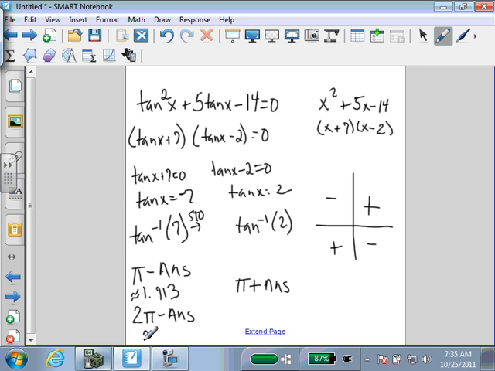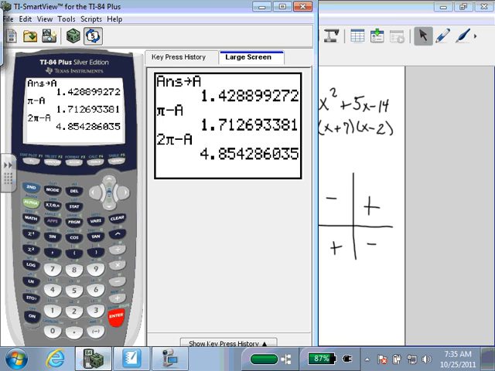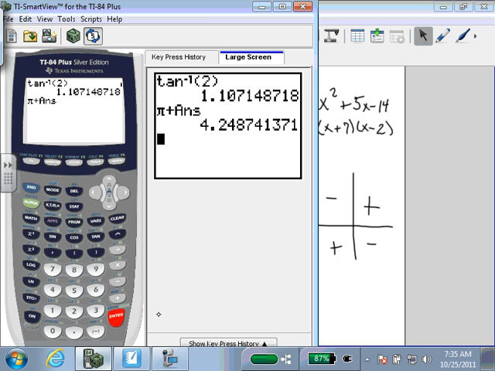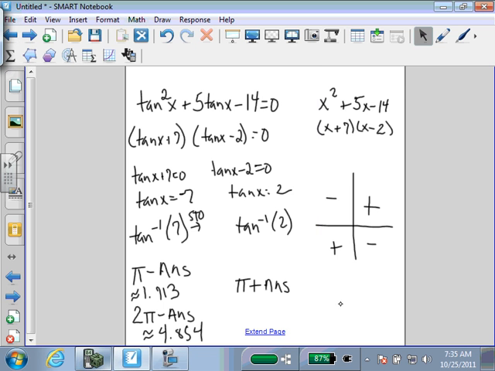1.713 and 4.854. And for the other problem, inverse tan of 2. That's one of my answers, 1.107, and pi, let's see, I want to be in the third quadrant, pi plus my answer, 4.249. So approximately 1.107 and 4.249. Okay.